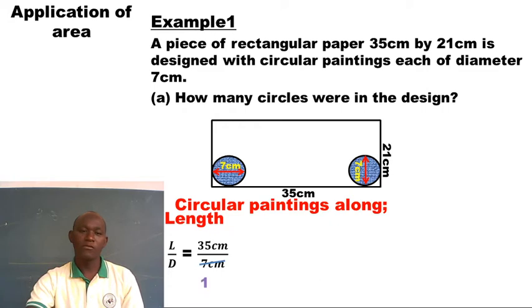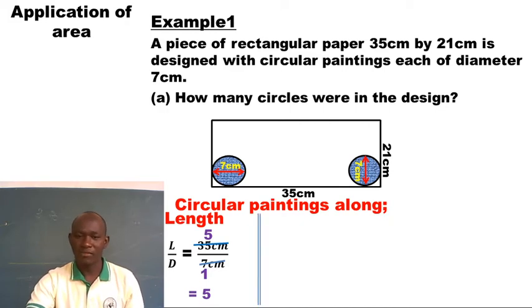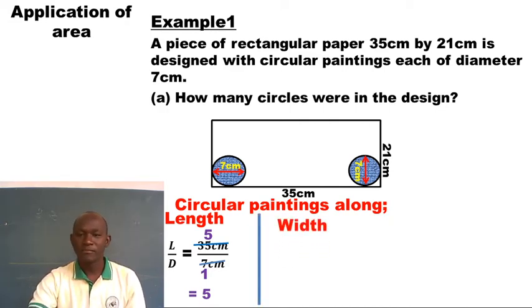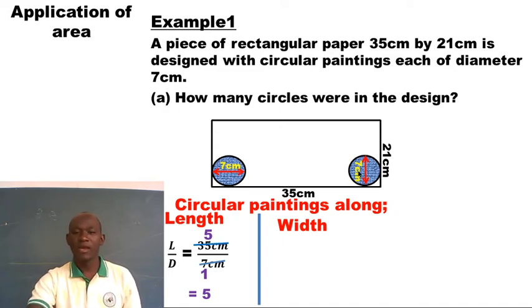What do I come up with? I'll come up with 5. So I'm going to get 5 circular objects along the length. What about along the width? You can see I have 21 centimeters, which is the width of my rectangle, and 7 is the diameter of my circular painting.